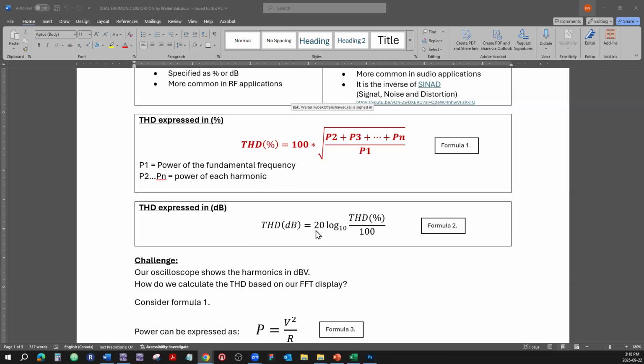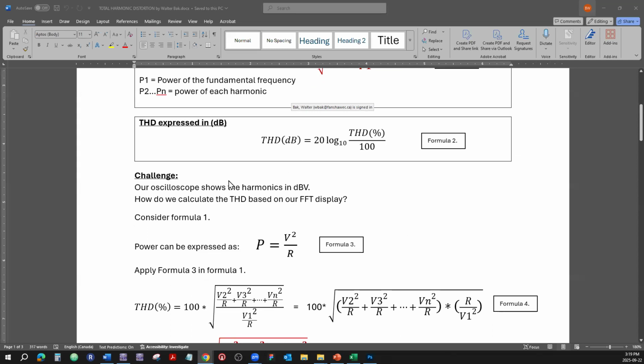Here's the formula. It's going to be 20 log of the total harmonic distortion, which we can calculate here, divided by 100, and that's going to give us the decibel value with a reference to the fundamental frequency. We just want to know how much dirt our waveform contains. And this distortion number tells us. We're going to call that, for our purposes, Formula 2.